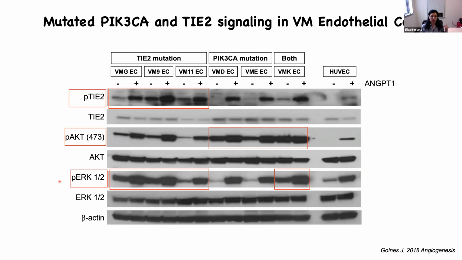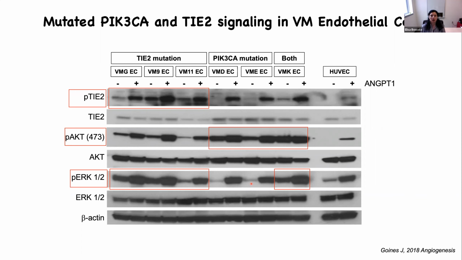If we look at the MAP kinase pathway, at phospho-ERK, you can see that this is hyperactive or constitutively active in the Tie2 mutant endothelial cells. Then again, we increase it by adding angiopoietin-1, but we don't see much in the PIK3CA cells. So this shows there is a little bit of different signaling there: there is more AKT in the PIK3CA mutant cells, and in the Tie2 there is less AKT, but there is some ERK. We don't know, but this could become very important information when designing therapeutic strategies for these patients.